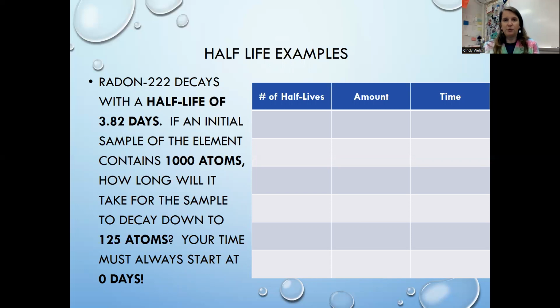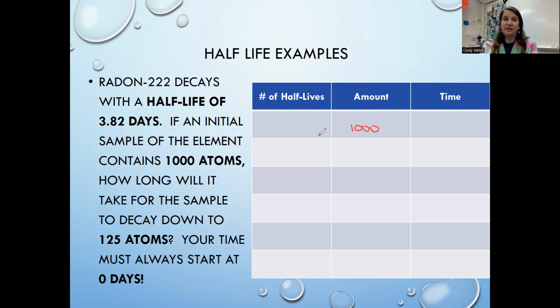So let me get my little tool ready here. And we have a sample of radon-222 that decays with a half-life of 3.82 days. So after every 3.82 days, we decrease our sample by half. So it says that if an initial sample of the element contains 1,000 atoms, how long will it take for the sample to decay down to 125? So we are starting with 1,000.